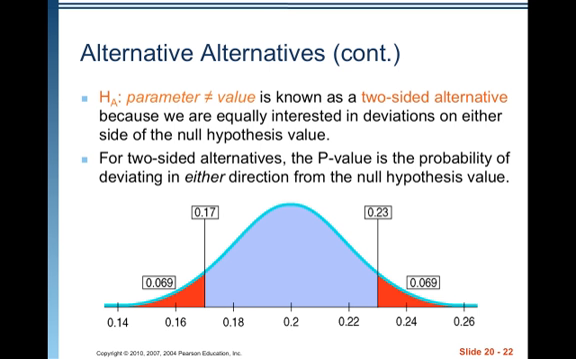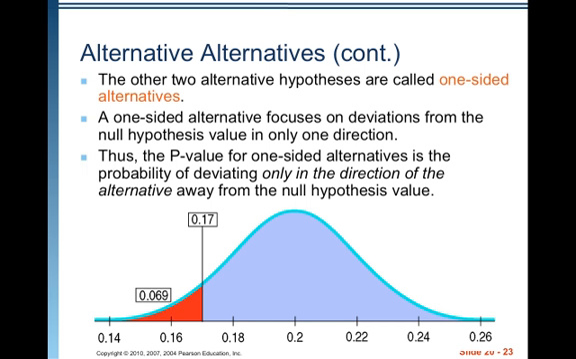For you guys, it's going to be a matter of reading very closely to see what's presented in the problem. Okay. The alternative where the parameter is not equal to the value is known as a two-sided alternative because we are equally interested in deviations on either side of the null hypothesis value. For two-sided alternatives, the p-value is the probability of deviating in either direction from the null hypothesis value. Okay, so what we observe will be in one tail or the other, but we have to consider the probability that we would have gotten a similar result but on the opposite side, because it considers both directions. Your calculator will do that for you automatically.